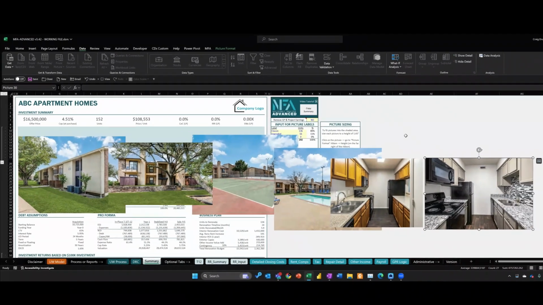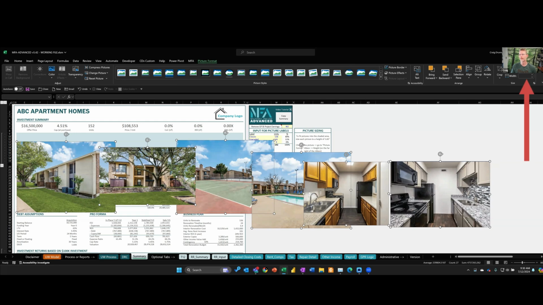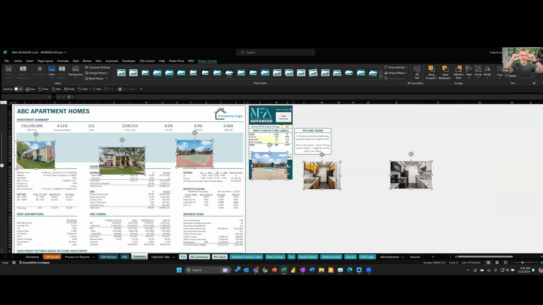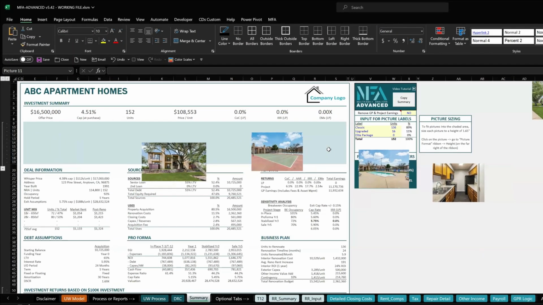And what I'll do is highlight all of them. I do that by clicking on one, and then I hold the control key on my keyboard and click the other pictures. And then I want to size these. So I'll go up to picture format and set the height. It's on the far right, if you can see my cursor, and I'll set the height to 1.65. That ensures the height fits in that little box really well. And it looks like I have too many pictures. I'm going to leave this one out.